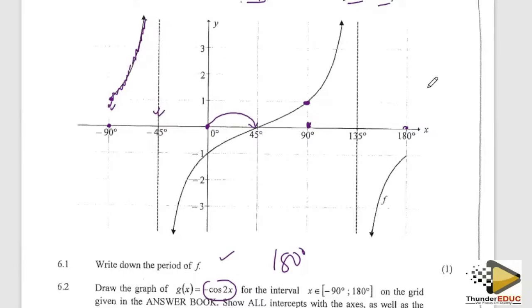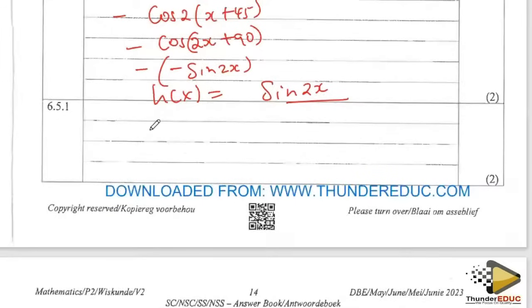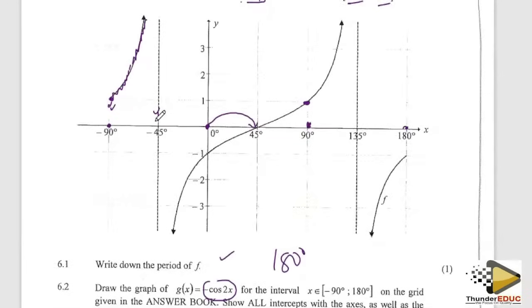So for f of x to be above 1, my answer is going to be -90 is less than or equal to x, and x less than 45. Since the graph is not touching the line at 45, I'm not using the equal sign, but it's passing through the 90.